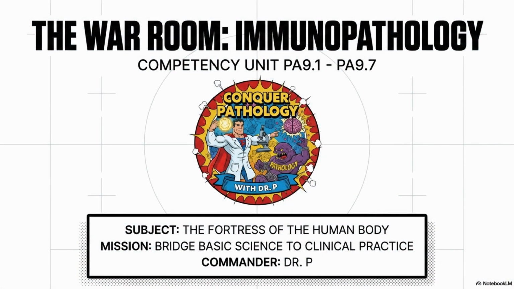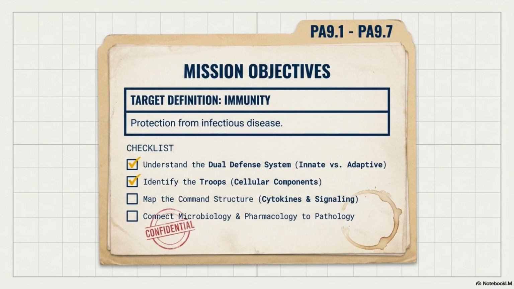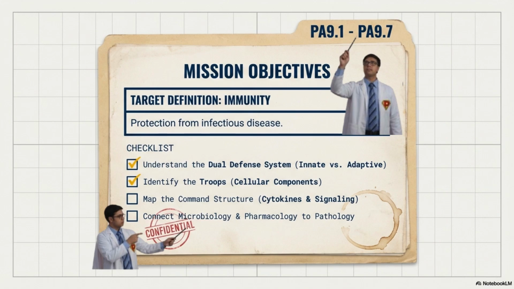Today, we are diving into the war room of the human body. We are talking about immunopathology. This unit is the bridge between basic science and the medicine you will practice in the wards. Whether it's a patient sneezing from pollen, a young woman with a butterfly rash, or the global challenge of HIV, it all starts here. I have broken this lecture down to cover NMC competencies PA 9.1 to PA 9.7 in detail. We will connect the dots with medicine, pharmacology, and microbiology, so you don't just memorize this, you understand it. Grab your notebooks, we have a lot of ground to cover.